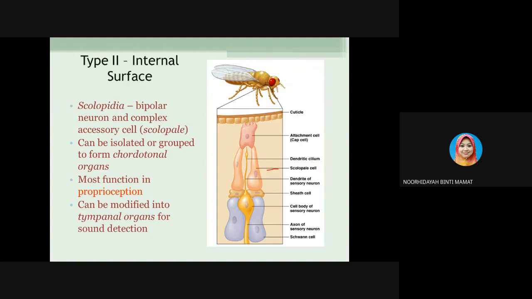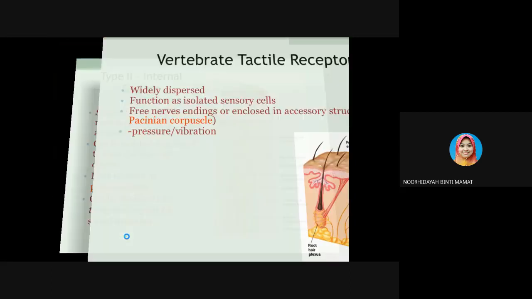These type 2 cells can be isolated or grouped to form the chordotonal organ. These type 2 cells mostly function in proprioception, which monitors the positions of the body of the insects. And these type 2 cells can be modified into tympanal organs. The tympanal organ functions in sound detection. So this is the function of type 2 cells in insects.